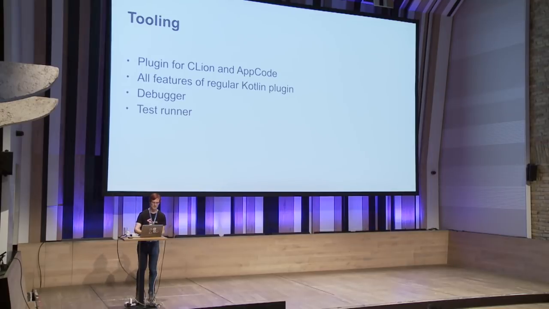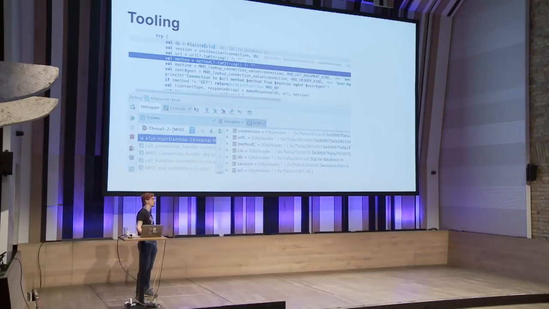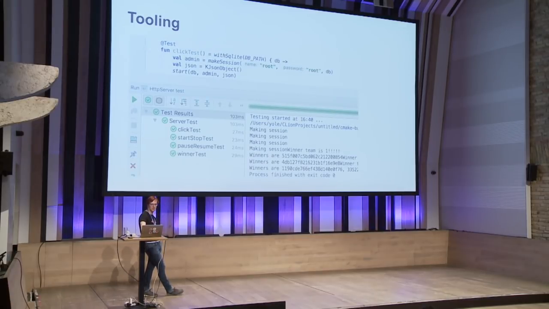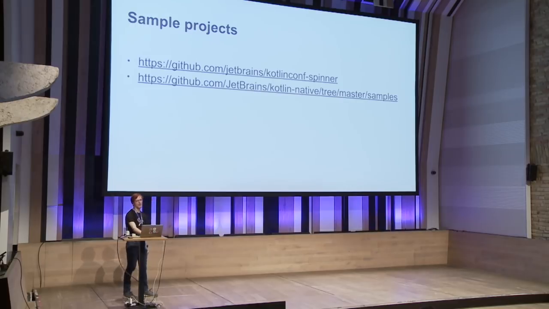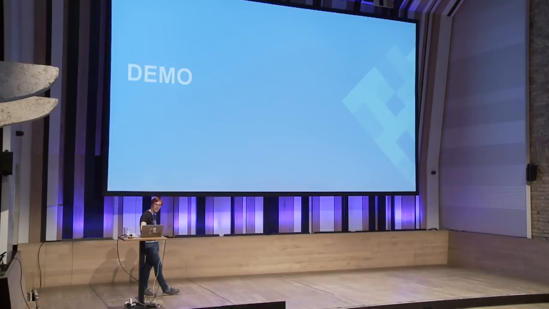Just a couple of screenshots to show that the tooling works. The debugger works: call stack, watches, breakpoints, all the usual stuff that the debugger does, it's supported. And the test runner works as well. And in the Kotlin Native project, there is a whole bunch of samples that demonstrate interoperability with different libraries and various apps that we built with Kotlin Native and so on.